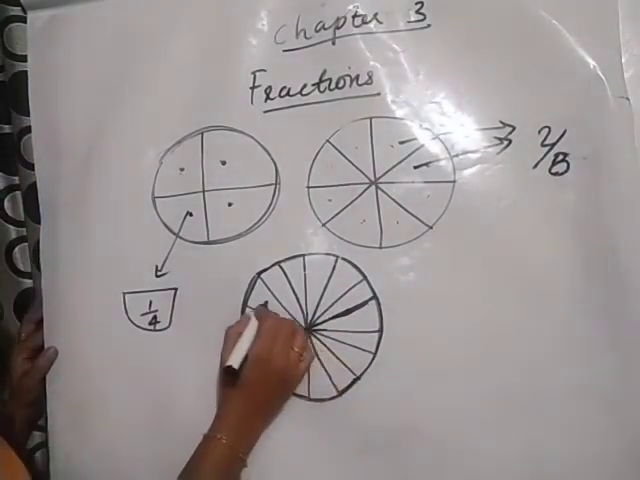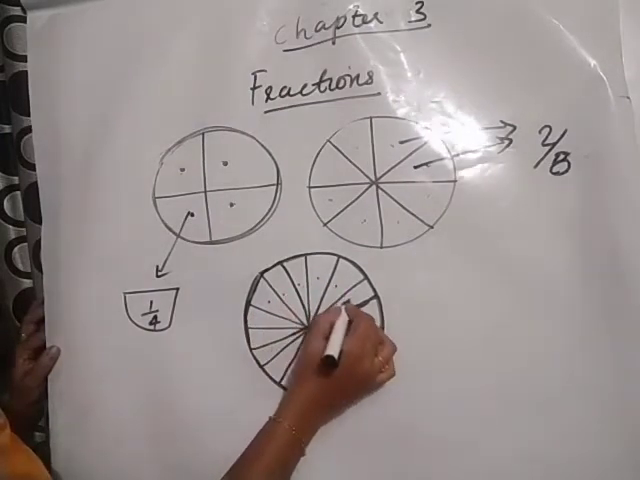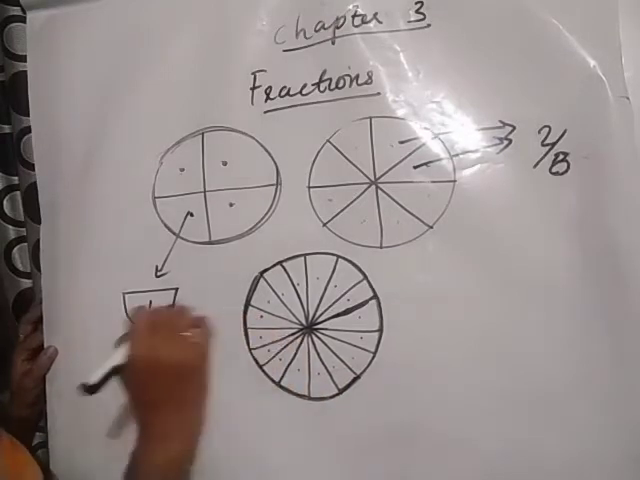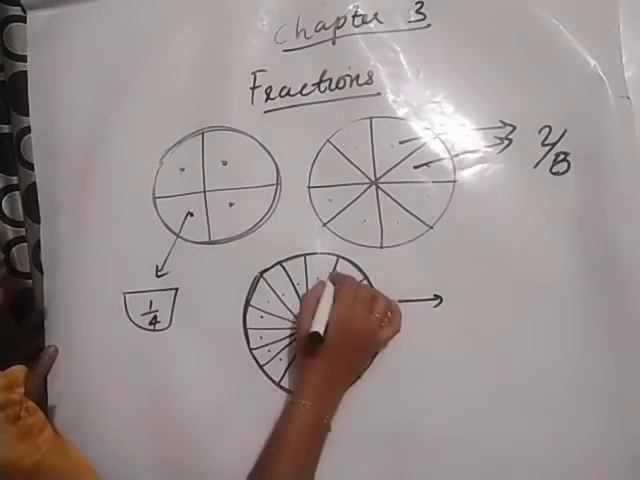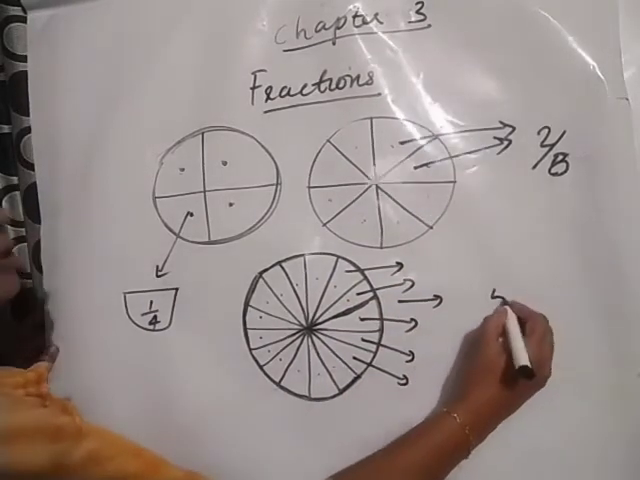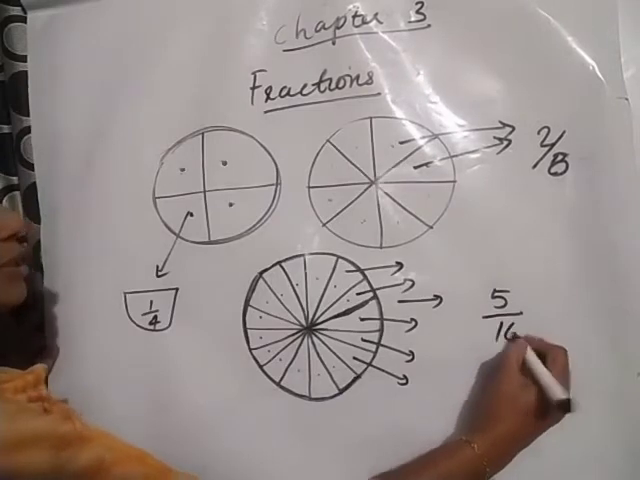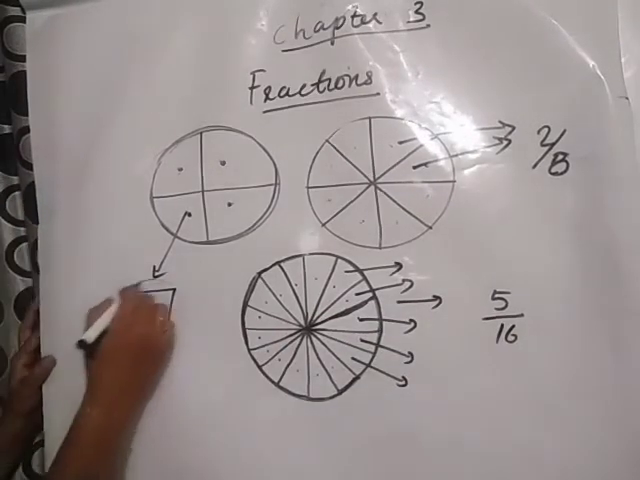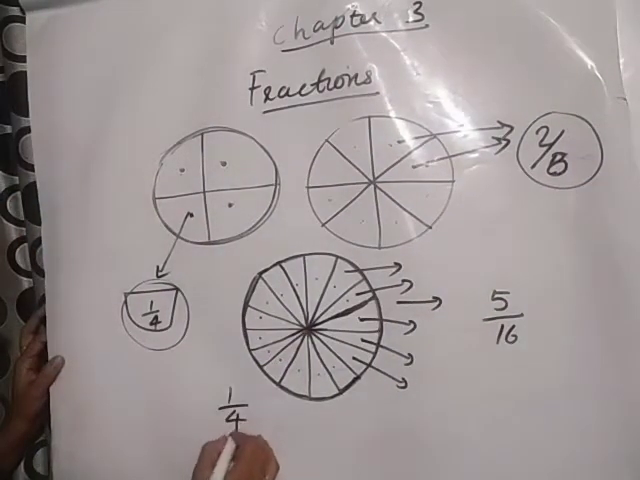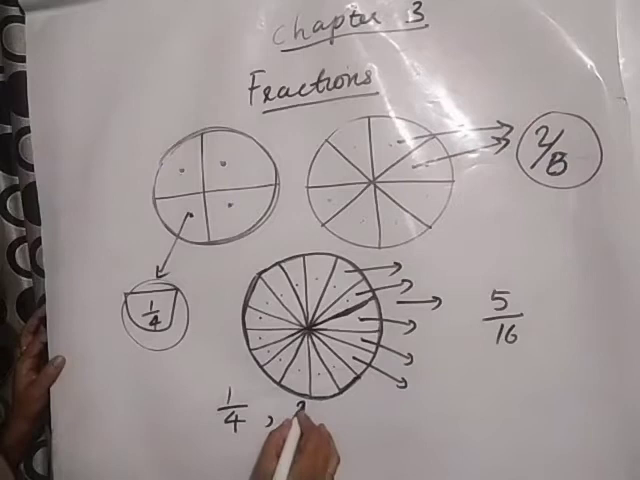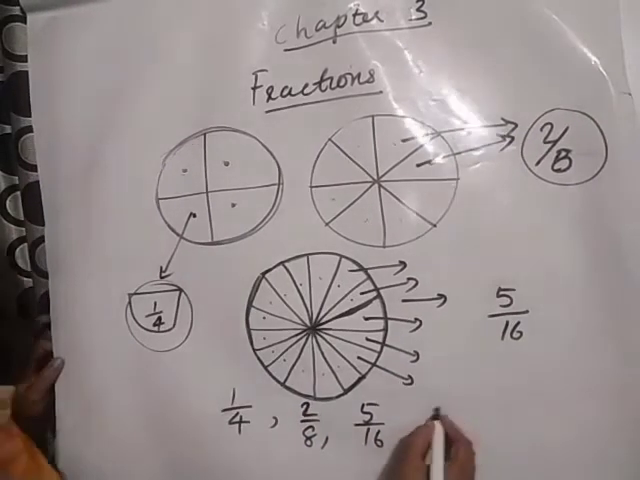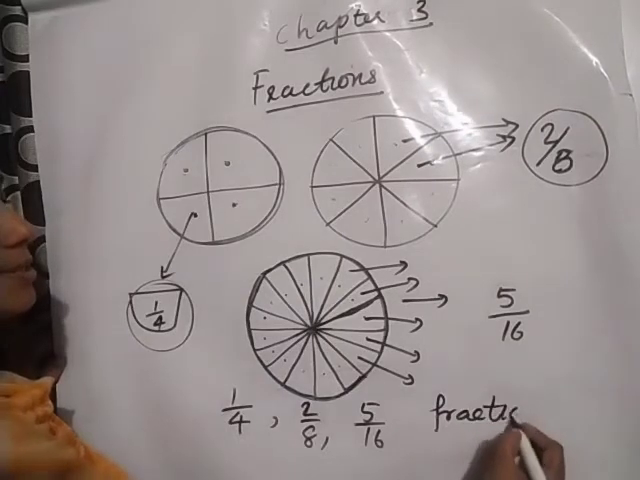Look at this. 1, 2, 3, 4, 5, 6, 7, 8, 9, 10, 11, 12, 13, 14, 15, 16 parts are there. So if we take 1, 2, 3, 4, 5, this is 5 parts out of 16. So these numbers, 1 by 4, 2 by 8, 5 by 16, all are examples of fractions.